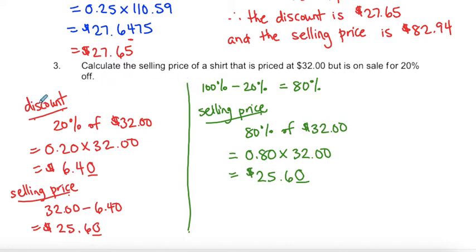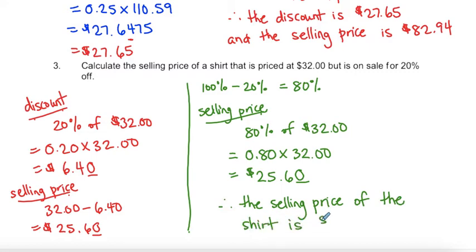So each of these methods would be acceptable to find the selling price of your shirt. So if you're not being asked to find the discount as well, then you could do the method in green if you wanted to. So therefore, the selling price of the shirt is $25.60.